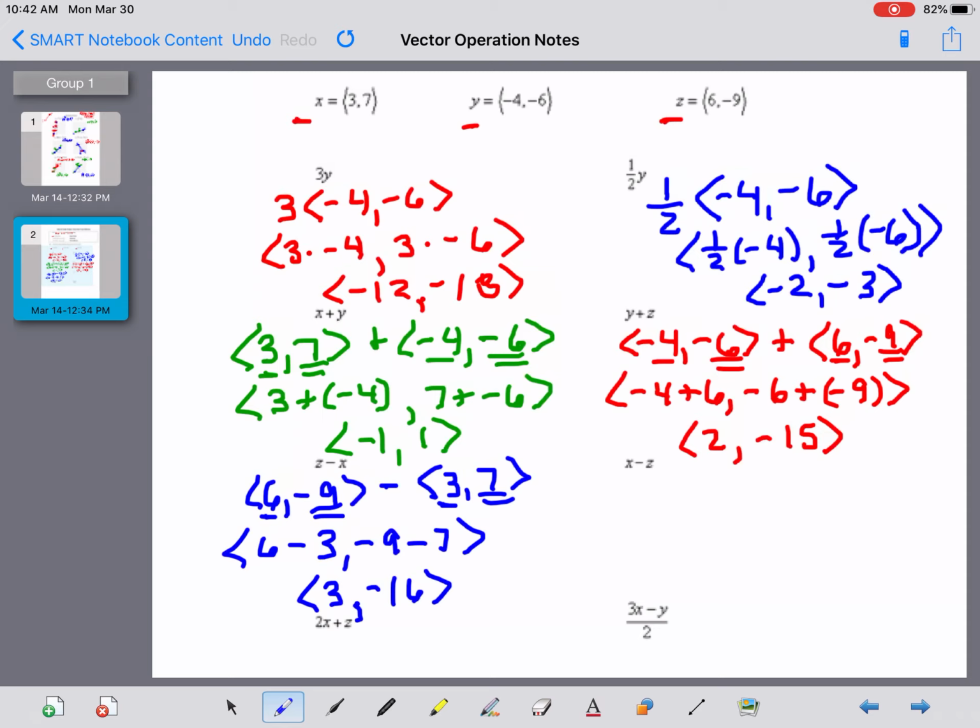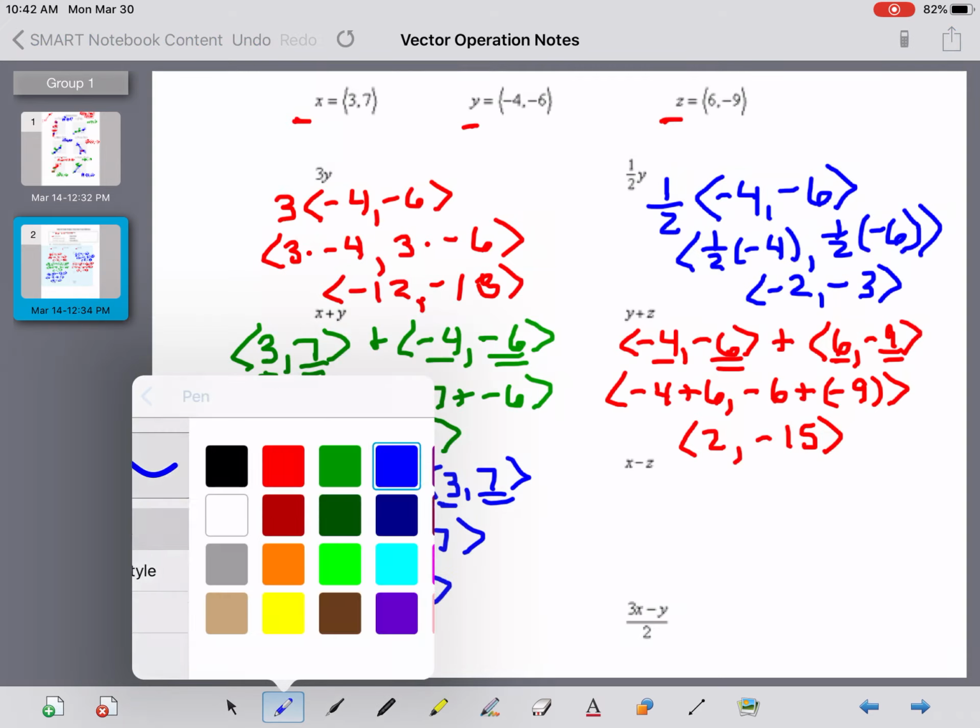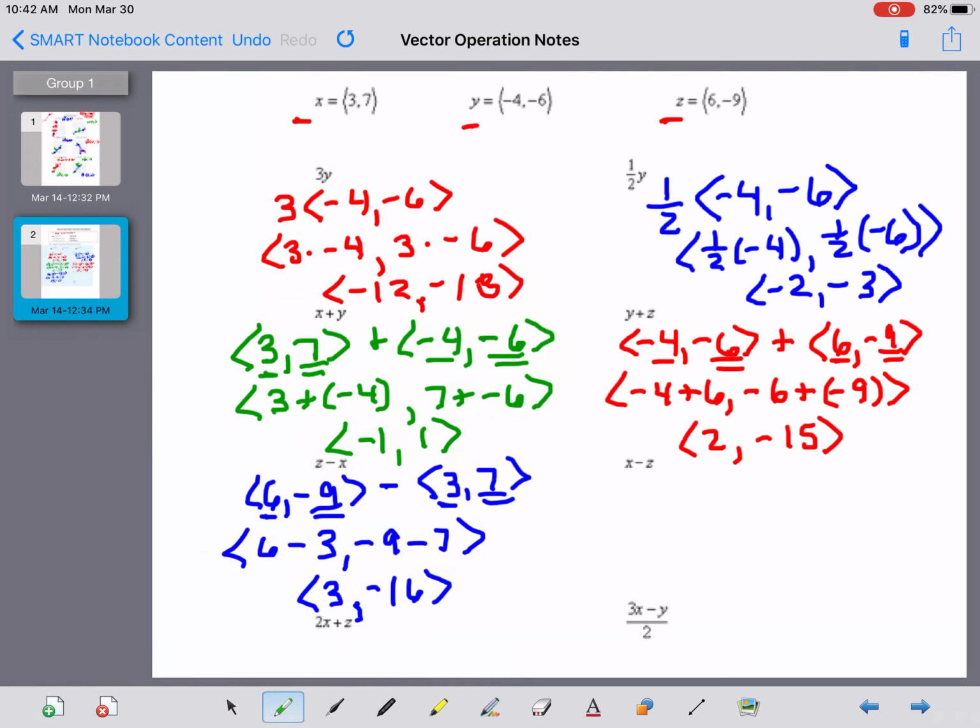Now you'll notice as I go to my next one, it looks almost like the same problem, but the order is different. I'm going to do x minus z. Does it make a difference in my order? So let's try it. x is 3, 7, and I'm going to subtract z, which is 6, -9.